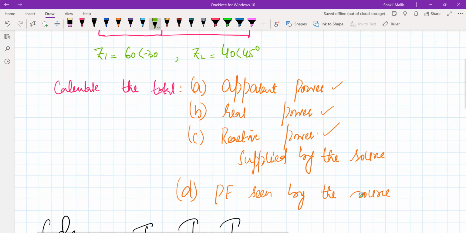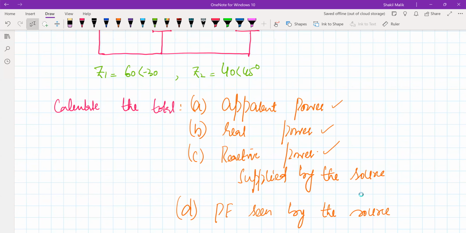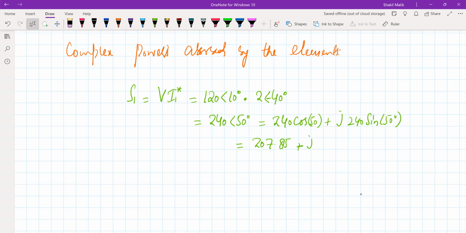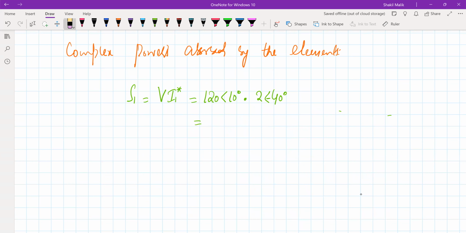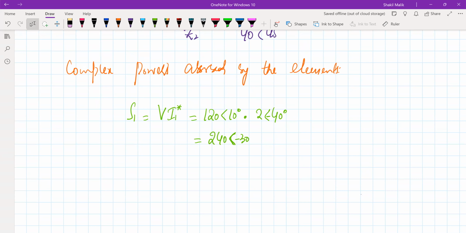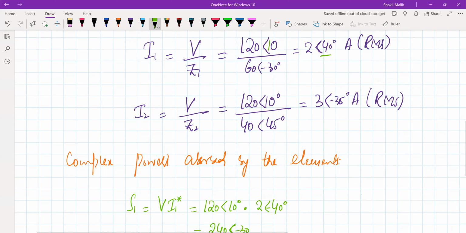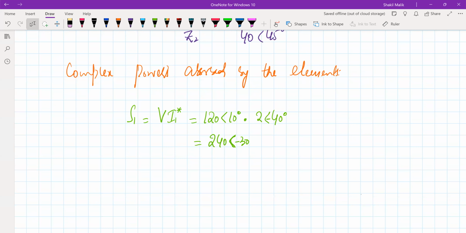It's my calculation. Okay. So this is minus. Yes, okay, here I did wrong. What did I do wrong? Because this should be minus. I have to take the conjugate of I1. I forgot to take the conjugate. So it will be 240 at an angle of minus 30 degrees. All right, you can check it. 10 minus 40 is minus 30 degrees because I have to take the conjugate of this current. This is plus 40, that means it will be minus 40. Okay, that's what I did wrong.